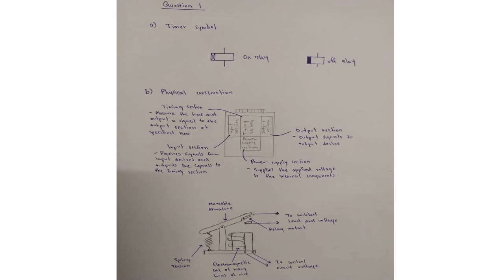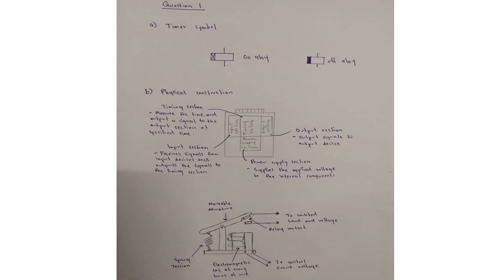So you can see here the output is to provide the output to the output device. The input receives signal from the input device and sends them to the timing section. Power supply supplies the applied voltage to the internal components.